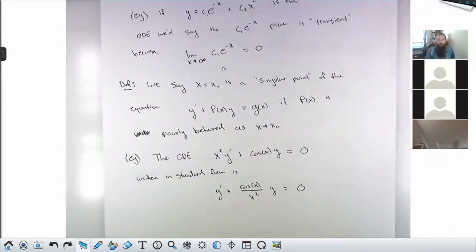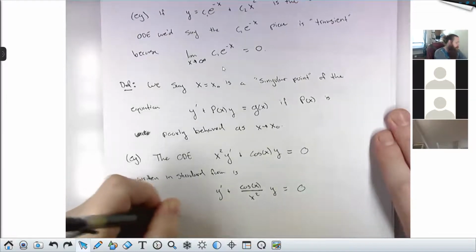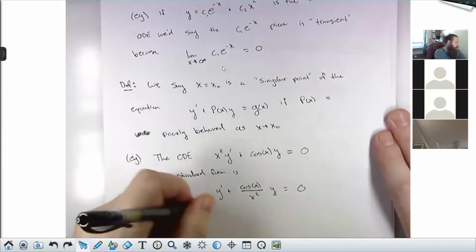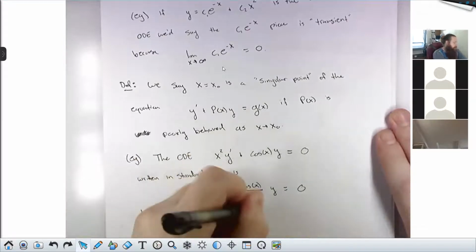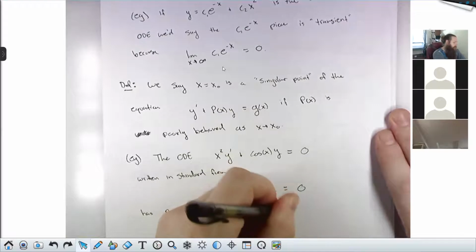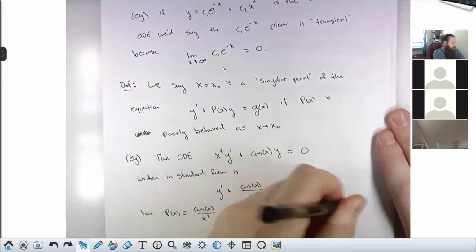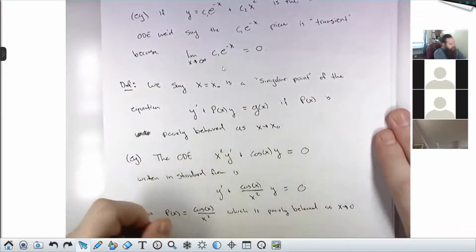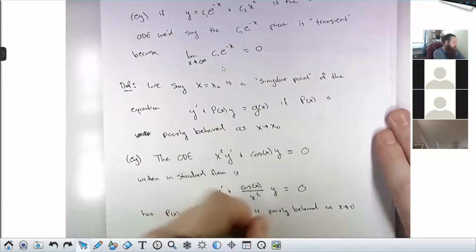0 divided by x squared is 0. So to get that into standard form, I had to divide through by the thing multiplying y prime. I had to multiply or divide through everywhere by x squared. So p of x is cos x over x squared, which is poorly behaved as x goes to 0. So we'd say x equals 0 is a singular point.